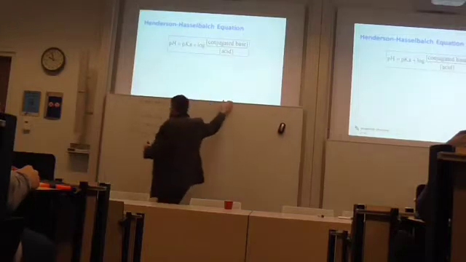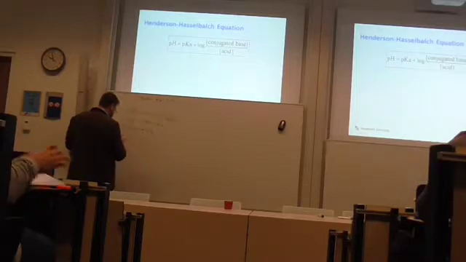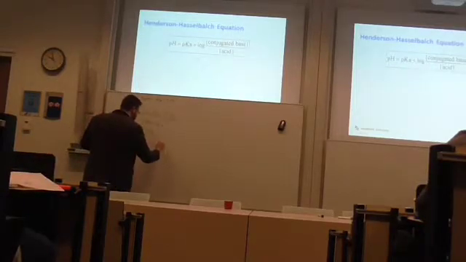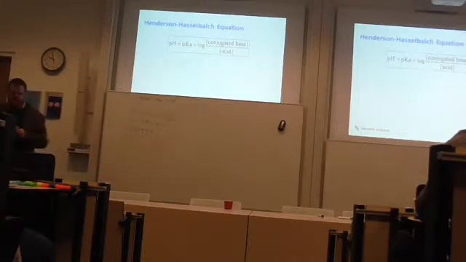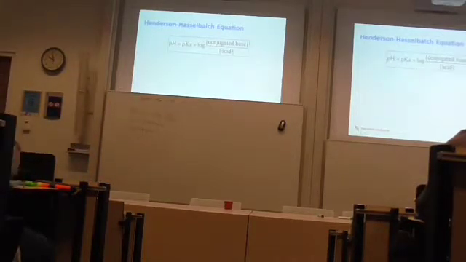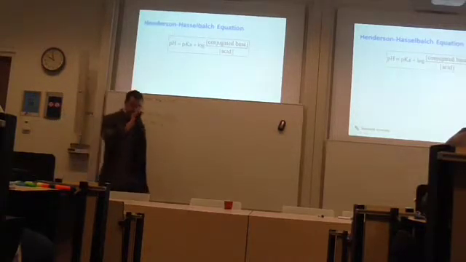So actually, let's just do that. 10 to the power of minus 0.25 equals x. So 10 to the power of minus 0.25 will be the ratio of the conjugate base to the acid. And if I go into a laboratory and make the concentrations of the base and the acid such that their ratio is 10 to the power of minus 0.25, I'm going to end up with a buffer system that has a pH of 3.5.